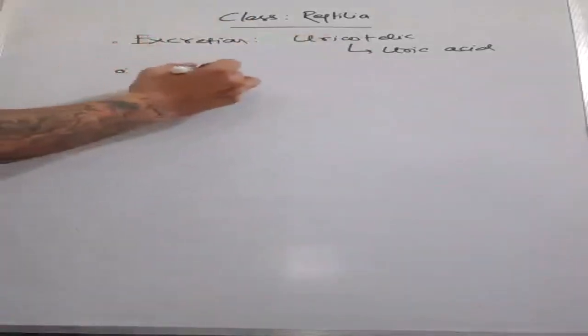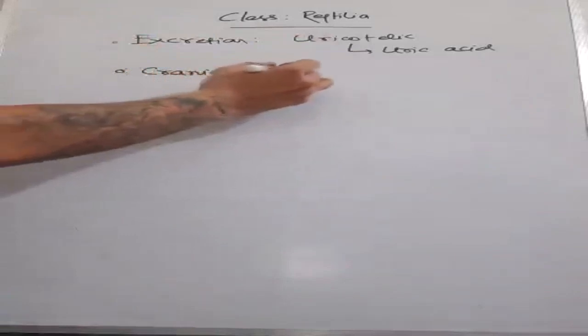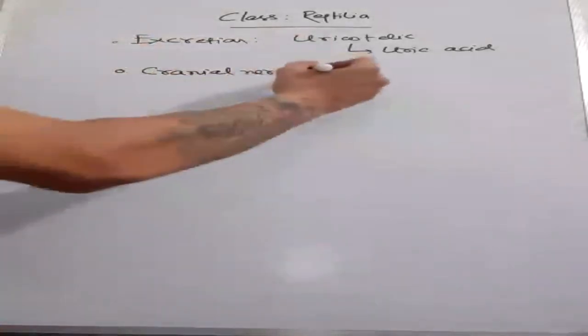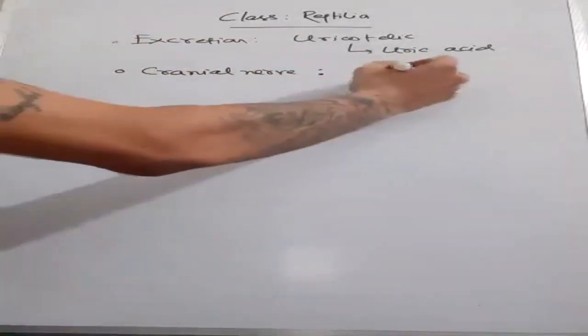Now we talk about the cranial nerves. Like I said about the cranial nerves yesterday, they are part of the nervous system, and reptilia has 12 pairs of cranial nerves. That means the extra 2 pairs are present from here. Till before this, up to amphibia, there were 10 pairs of cranial nerves, but from reptilia, 12 pairs are present.